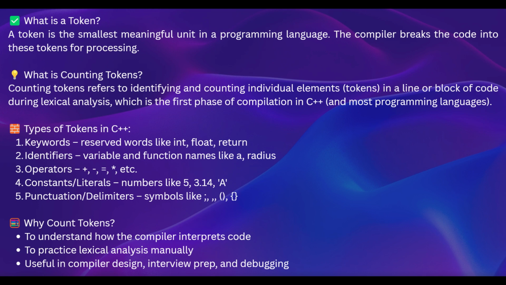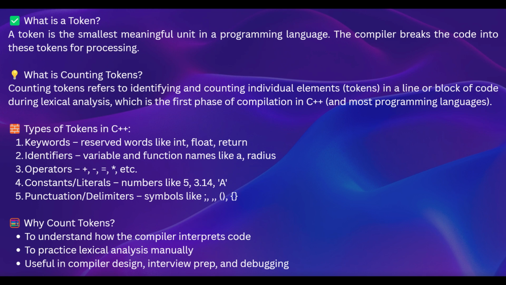What are the types of tokens in C++? Now let's look at the different types of tokens in C++. First one is keywords, then identifiers, then operators, then constants or literals, and the last one is punctuations or delimiters. Keywords are reserved words in a language like int, float, return, if, and so on. They have special meanings, and you can't use them as variable names, which we saw in our last video.